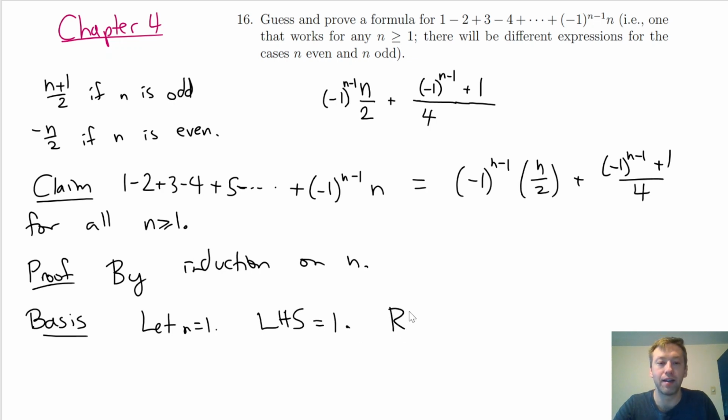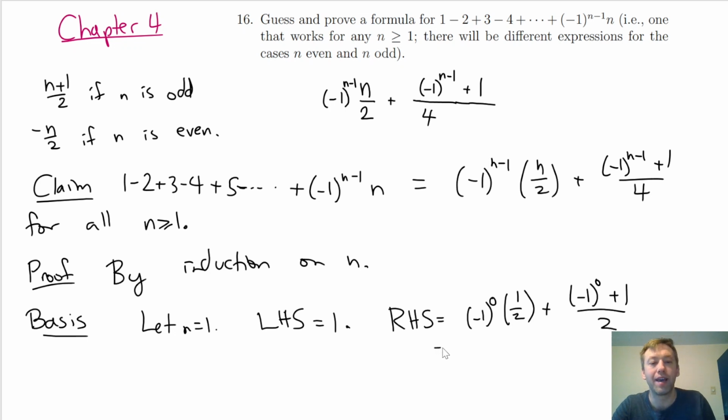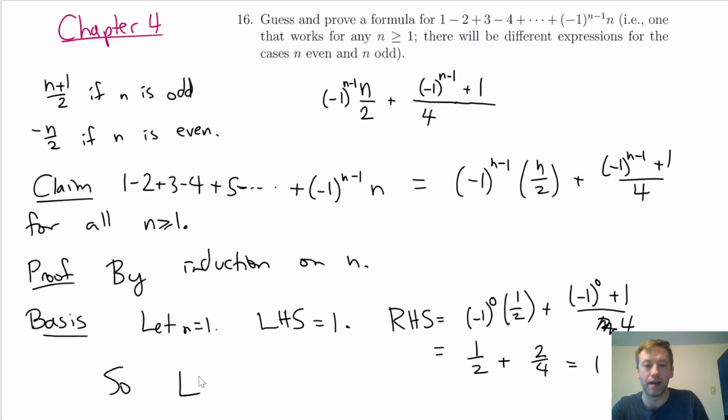And the right-hand side is equal to negative 1 to the 0 times a half plus negative 1 to the 0 plus 1 over 2. If you calculate that, you get a half plus, oh sorry, this 2 is supposed to be a 4, plus 2 over 4, which is 1. So left-hand side equals right-hand side when n is equal to 1.